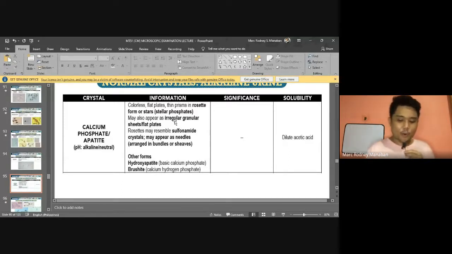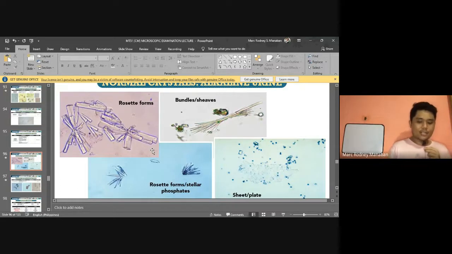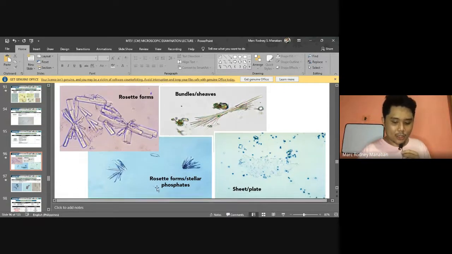All right. So for other forms, other names: hydroxyapatite is the basic calcium phosphate, and brushite is calcium hydrogen phosphate. So memorize, dears, their other names, because they still come out in exams. Okay? Basta if you mention hydroxyapatite, brushite, apatite, that refers to calcium phosphate. And solubility is dilute acetic acid. So here's an example. You have the rosette forms. As you can see, needles. Ayan, this is the rosette or stellar phosphate.